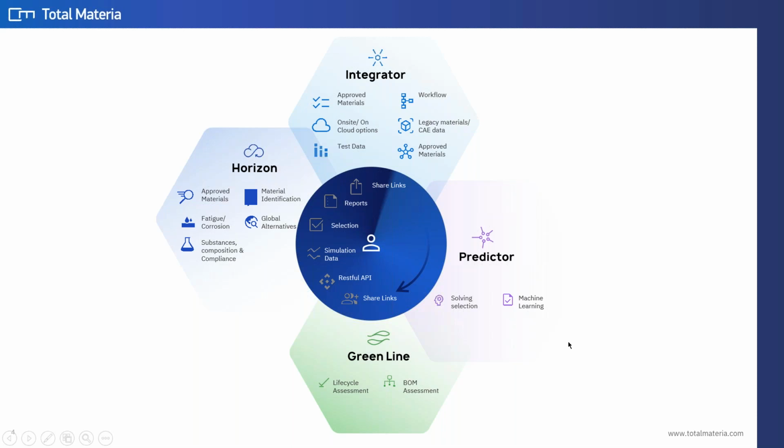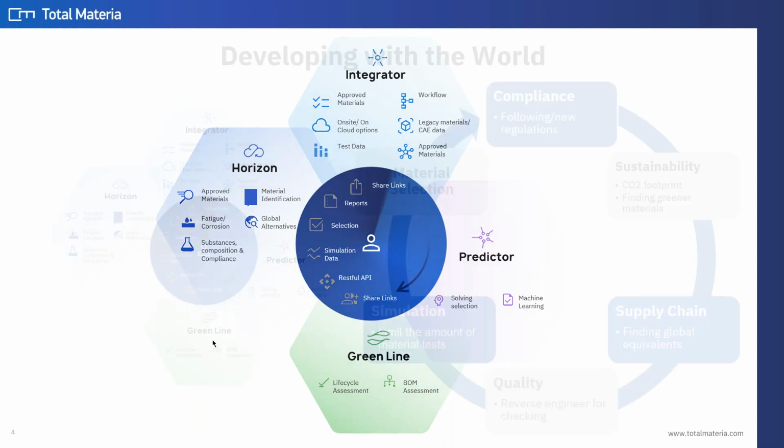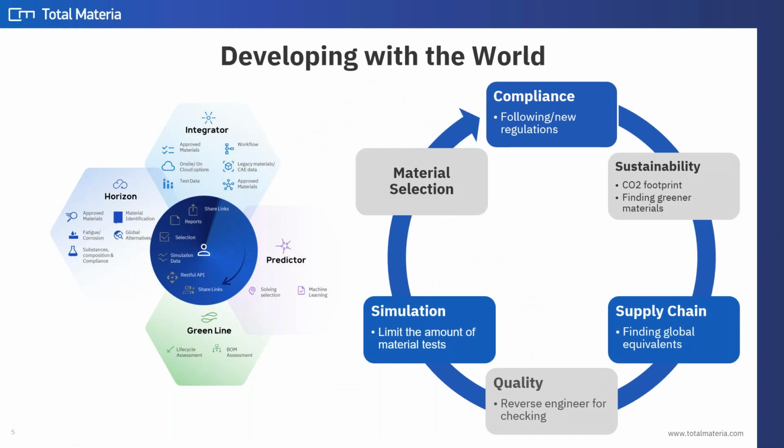It covers what standards or producers' data sheets are not mentioning or providing. Predictor, the artificial intelligence simulation tool of Total Materia, is available right now. You can test and fill the blanks, and in the green line, compliance issues, BOM assessment, and life cycle assessment. There are so many details that you can find in Total Materia now.